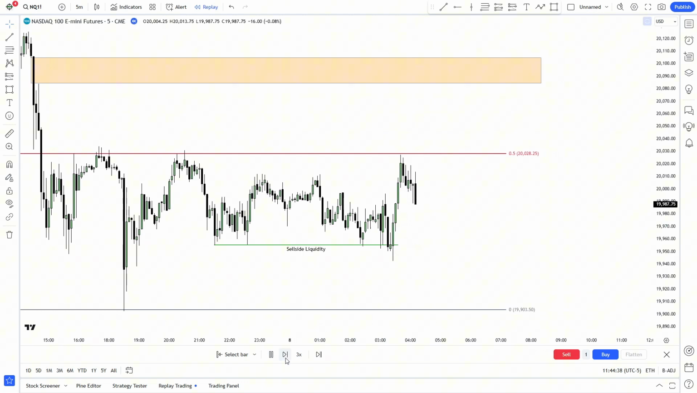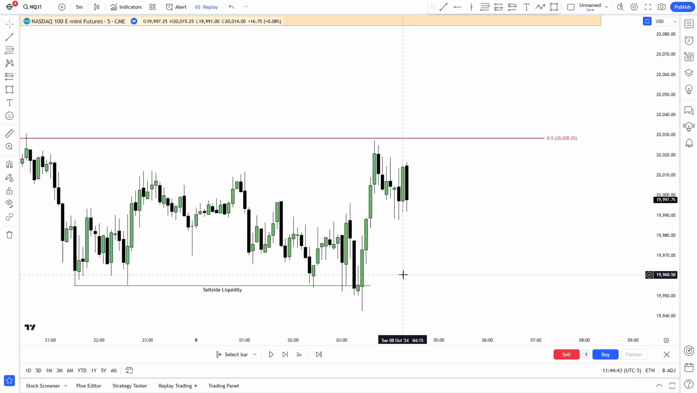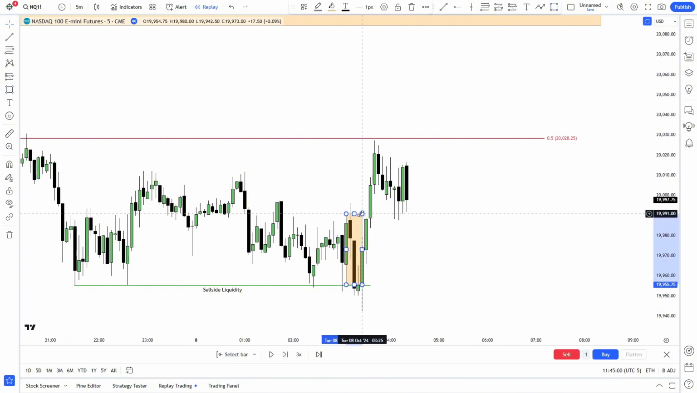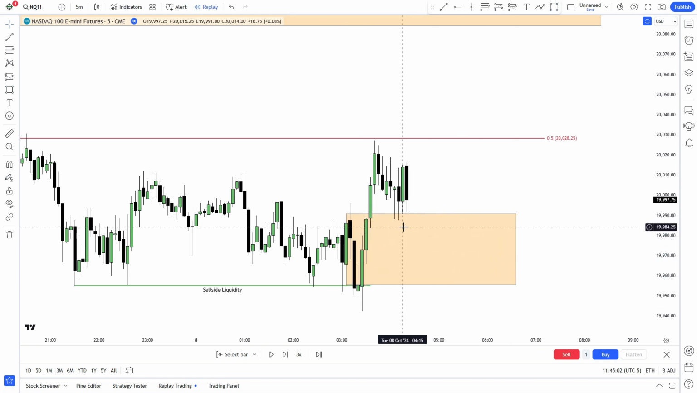Okay, right there. Get it right there. And then your entry again would be off of this up close candle right there, and as you can see, we tapped it there.